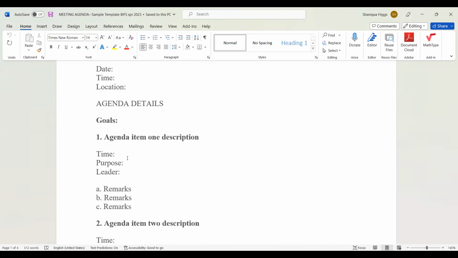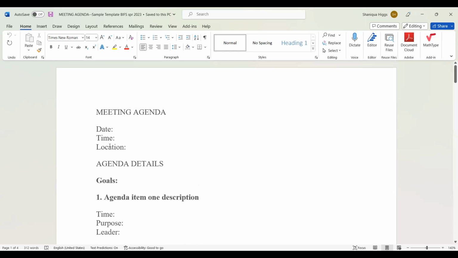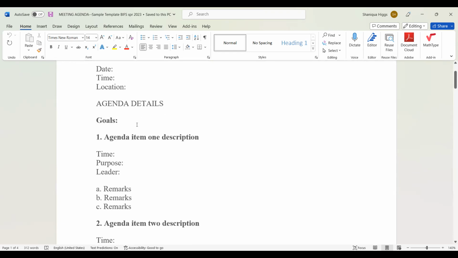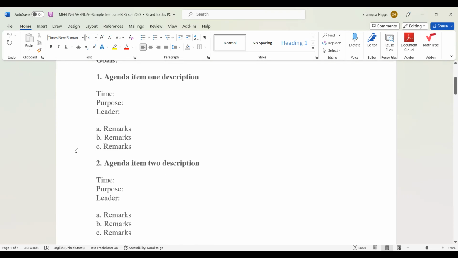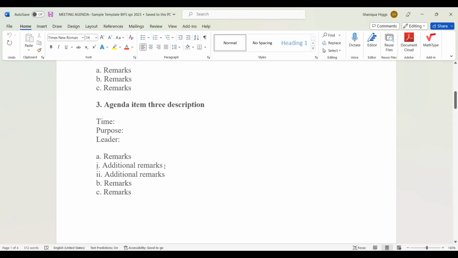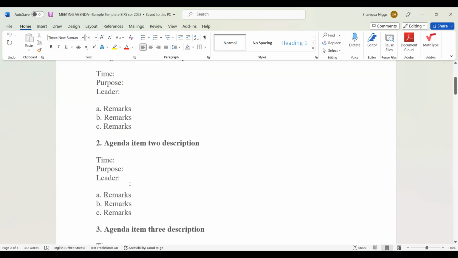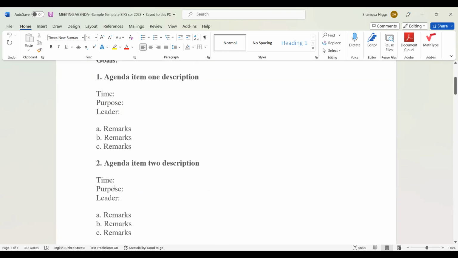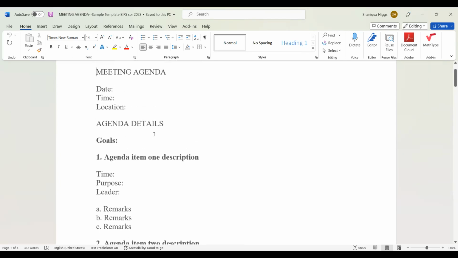If there are multiple people speaking, you might follow this structure where you have date, time, location, meeting agenda at the top, the goals or a description of the meeting. Agenda item 1, a description. You have time, purpose, leader, remarks. This is just a template. Item 2, same thing. Item 3, this is a big agenda, down to 5. I made it purposely big to give you an idea of what a more formal meeting with a really precise agenda might look like.